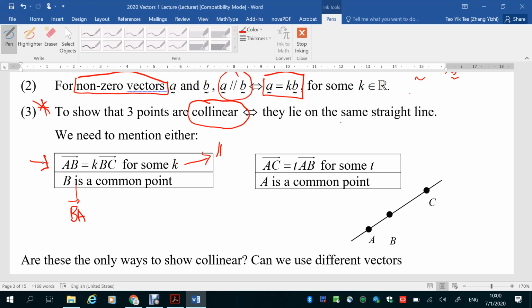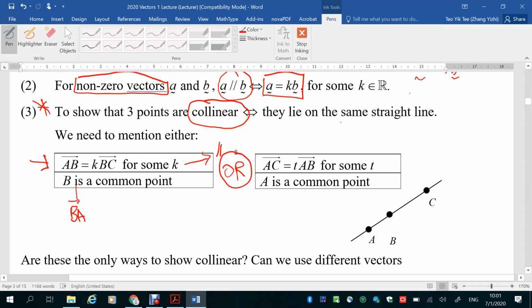If you don't like this first box, can I use the second box? Think now. I say that AC is t times of AB, and this time around I say A is common. Is it sufficient? Is it conclusive that A, B, C are collinear? Okay, so you can use this.